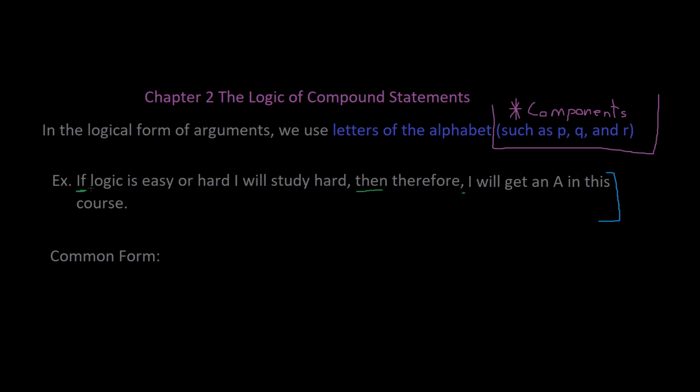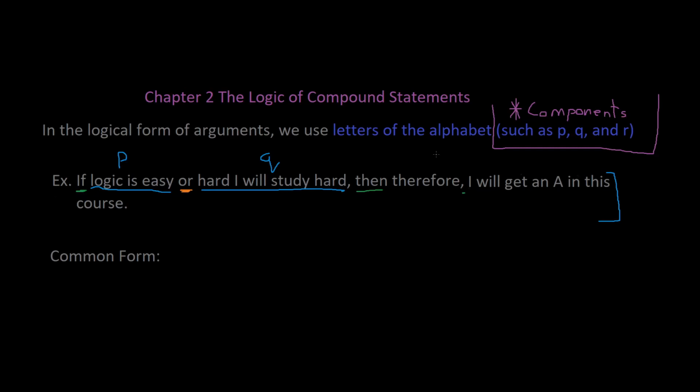So it says, if logic is easy or hard. The first thing we need to know, it says if logic is easy. That's going to be one of the many components that's comprised into this compound statement. So if logic is easy, then we're going to denote this part of our component in our statement P. But we would say if P or Q. So if logic is easy or hard, I will study hard. If P or Q. I want you to take note of that.